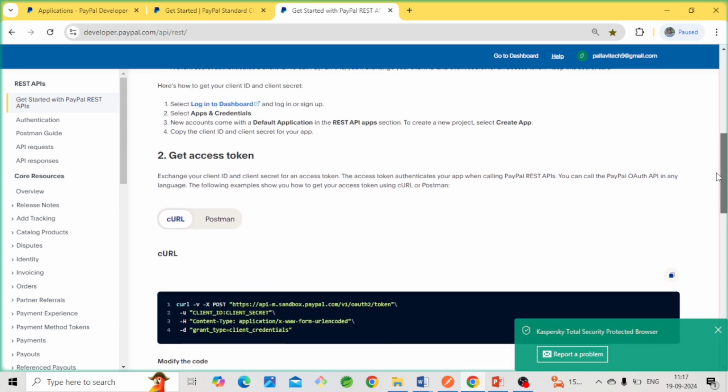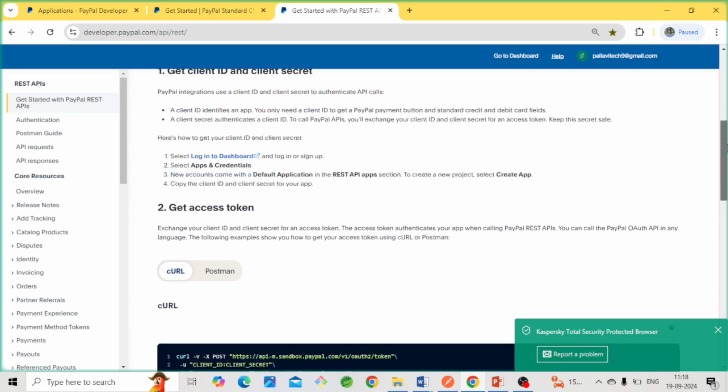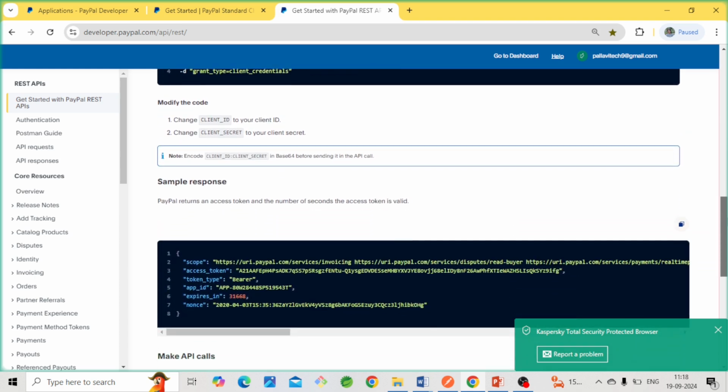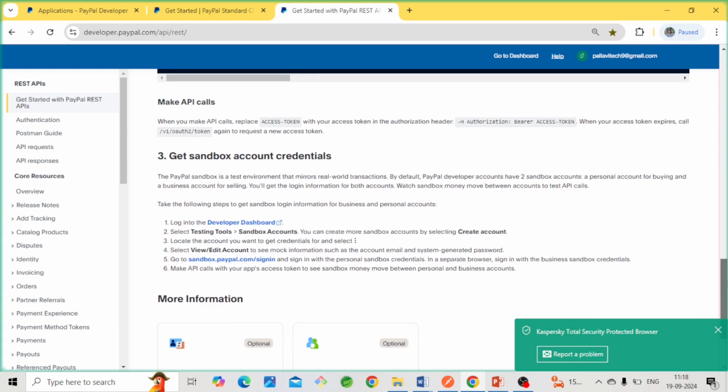As per this documentation, we understood we need to create an account in PayPal in the dashboard. After that, we get the client ID and client secret, and it will give the access token in order to make the API call. We will see further how to get the access token and how to make the API call.